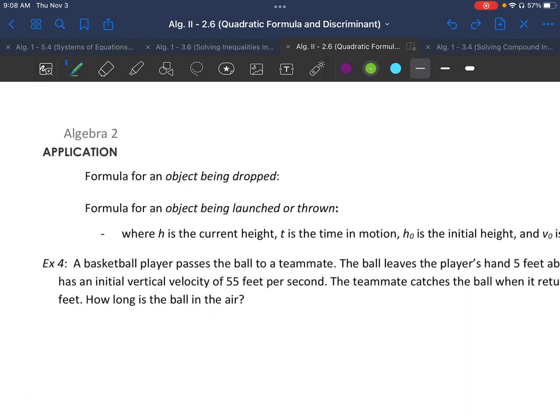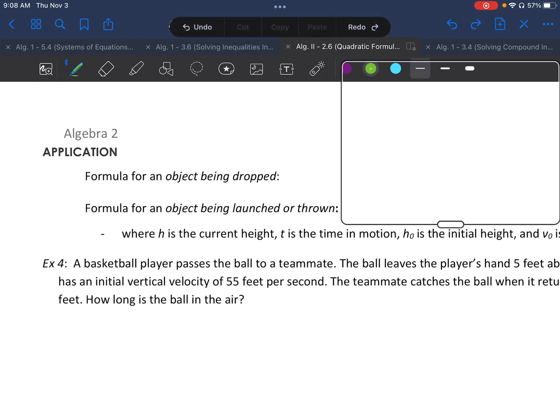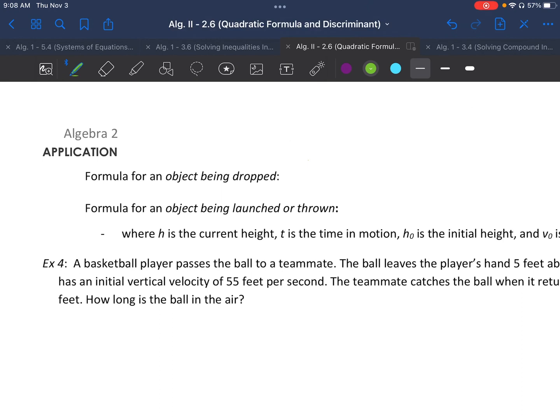Continuing on. Let's apply this to a couple real-world scenarios. Formula for an object that's just dropped, so it's not thrown or anything like that. H of t, and this is a formula for how high you drop it from, how long does it take to hit the ground or be at a certain height, those kind of things. So it'll be h of t is equal to negative 16t squared plus h sub 0. You will not have to memorize this.